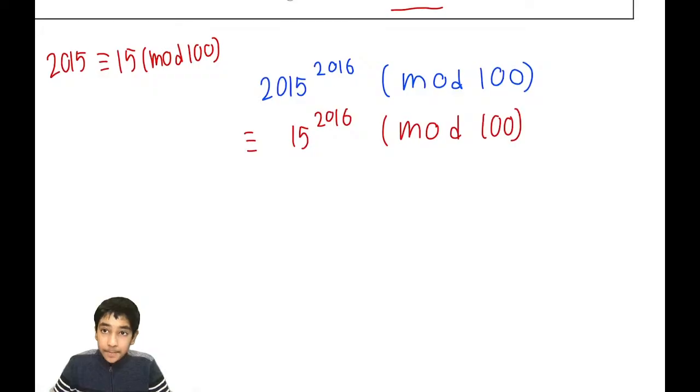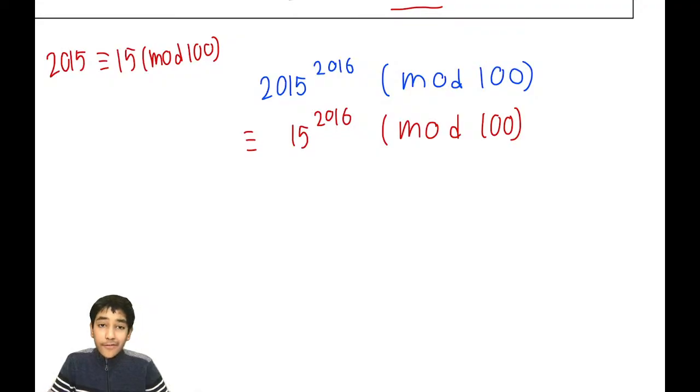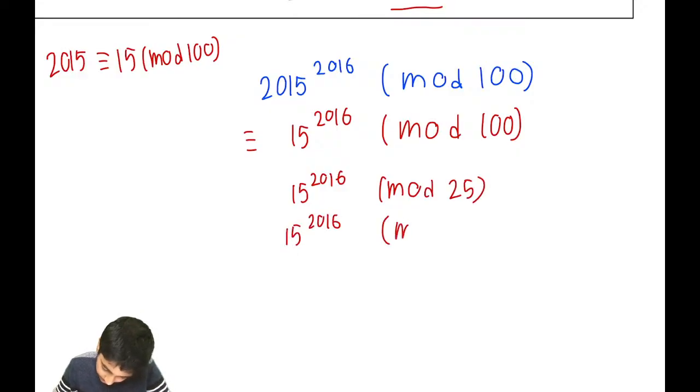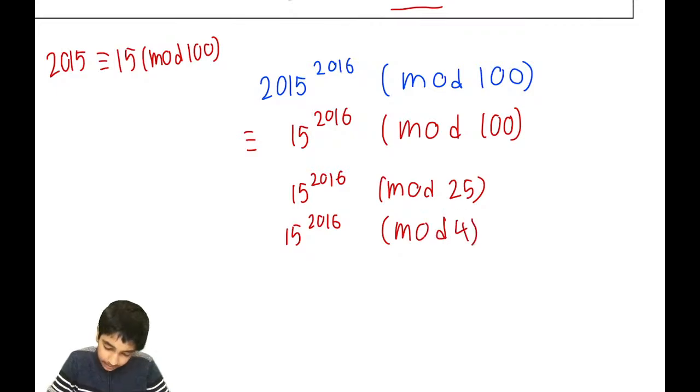So basically, what is 15 to the power of 2016 mod 100? Well, something to notice here is that in order to find the value of 15 to the power of 2016 mod 100, you can also find the value of 15 to the power of 2016 mod 25 and mod 4. Reason being is that 25 times 4 is 100.